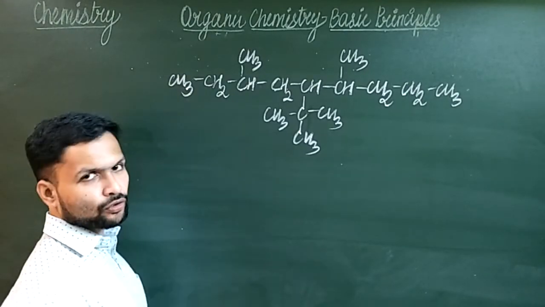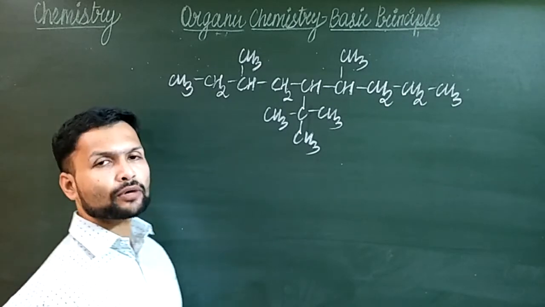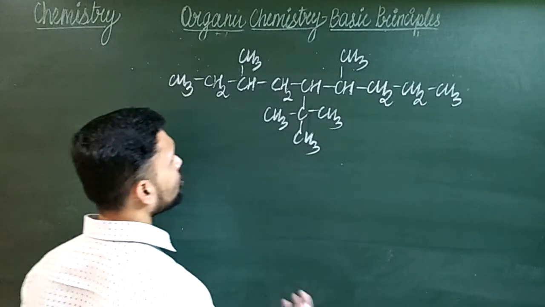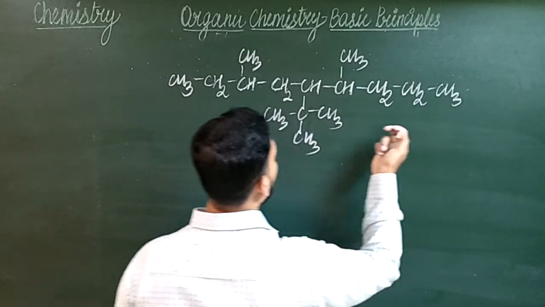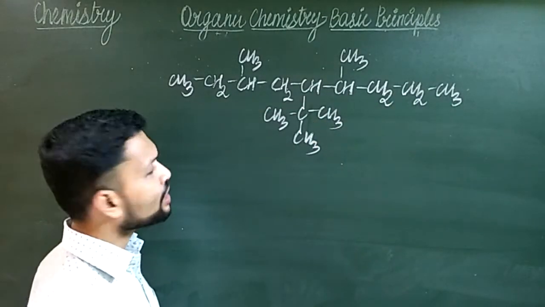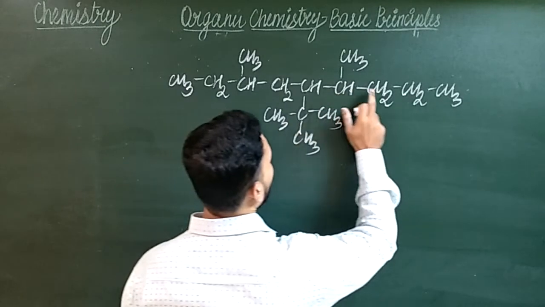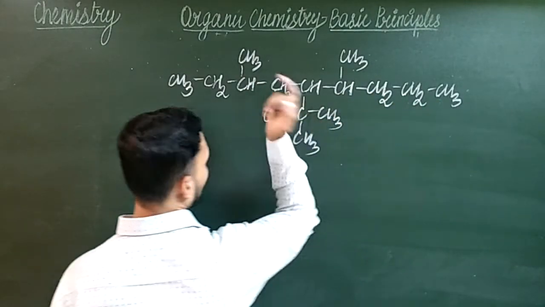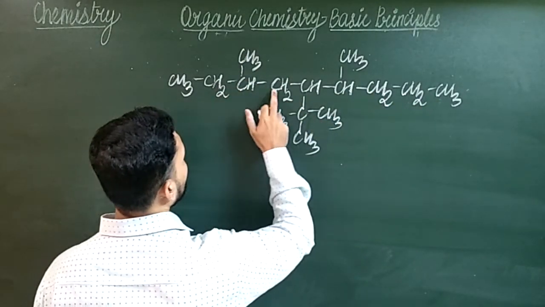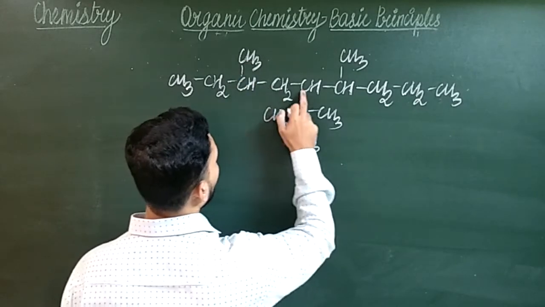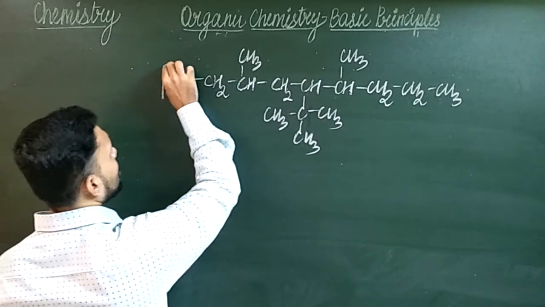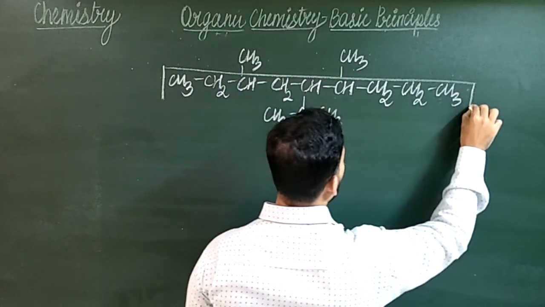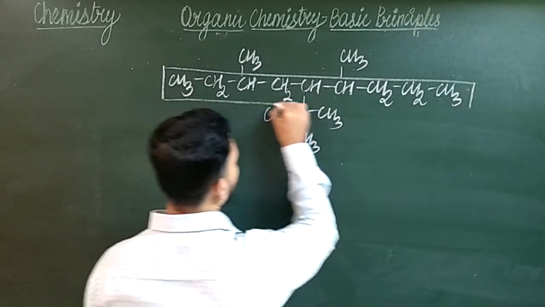Now first we'll follow the rules. Simple as that. Rule number 1 is select the longest chain. So you look at that. 1, 2, 3, 4, 5, 6, 7, 8, 9. I think this will be the only longest one. 1, 2, 3, 4, 5, 6, 7. So you can have a look over there. 1, 2, 3, 4, 5, 6. 1, 2, 3, 4, 5, 6, 7, 8. So you can see the longest chain is of 9 carbons. So it's a straightforward thing.